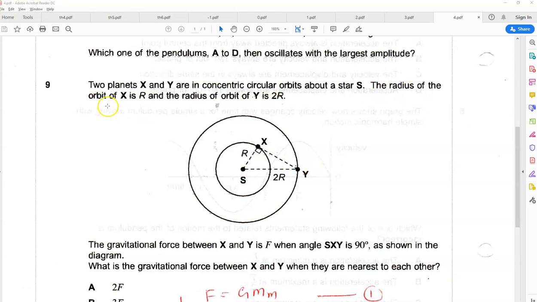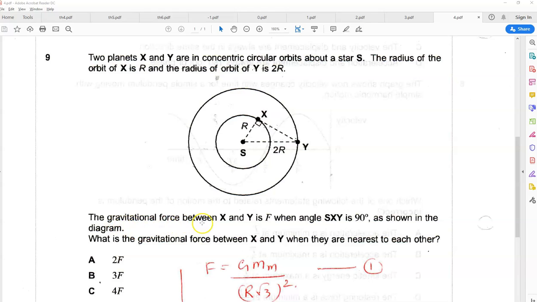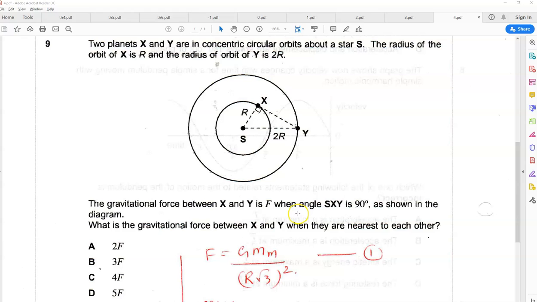The radius of the orbit of X is r, and the radius of orbit of Y is 2r, and the gravitational force between X and Y, this is the center distance X and Y, is F when the angle SXY is 90 degrees as shown in the diagram. What's the gravitational force between X and Y when they are nearest to each other? Here also they are given the value of the force, and they asked you to find the force when these two planets are nearer.